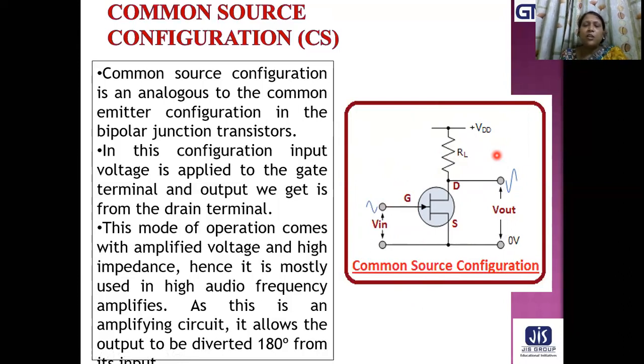In this configuration, input voltage is applied to the gate terminal, and the output we get is from the drain terminal. Here you can see this is the drain terminal and the input we are applying at the gate terminal. This mode of operation comes with amplified voltage and high impedance. Hence, it is mostly used in high audio frequency amplifiers. As this is an amplifying circuit, it allows the output to be delivered 180 degrees out of phase from its input.